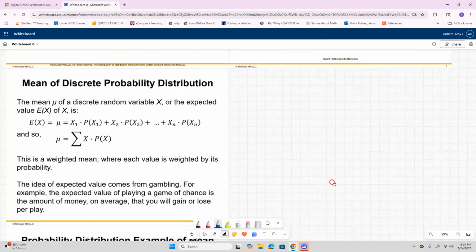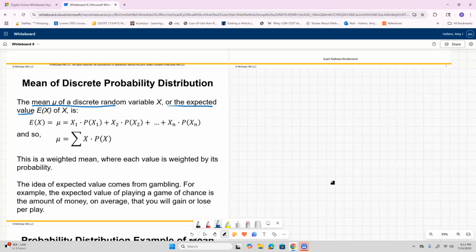All right, so we're going to start with the mean. And we've got this big long formula, but it's not nearly as scary as it looks. It says that the mean of a discrete random variable, or the expected value, is E of x, or mu for mean. Expected value or mean equals x sub 1, which is the first x value, the first possibility.